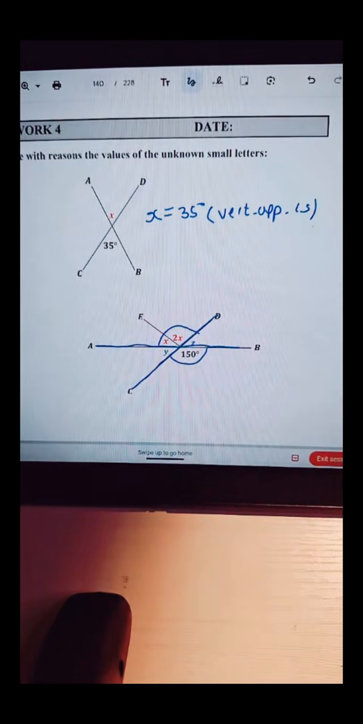Oh, I think my battery is done, finished. That's why.